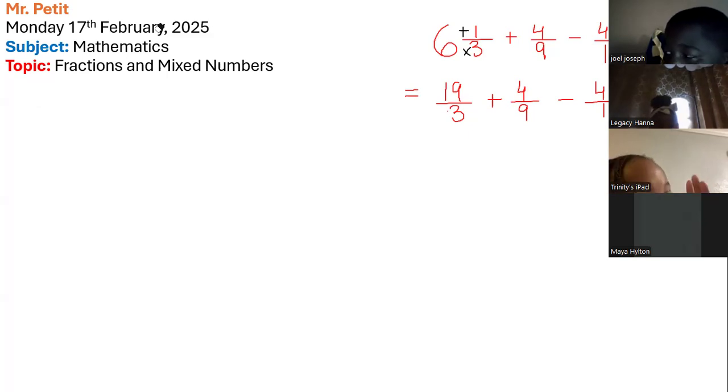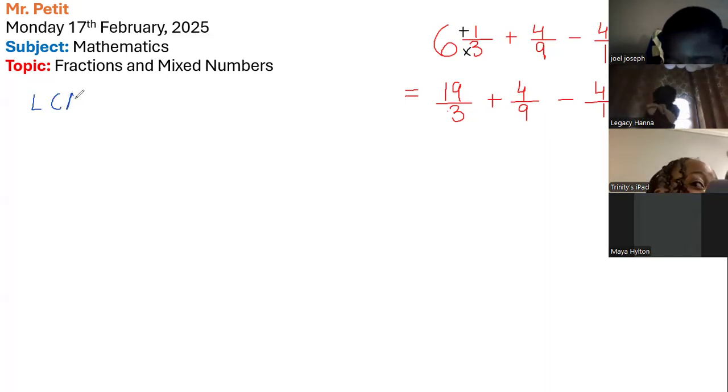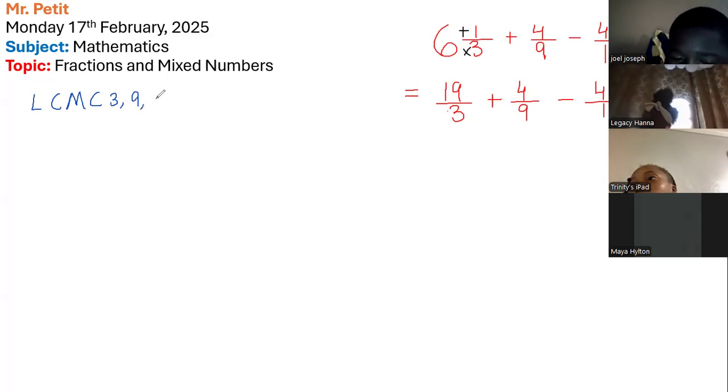Anyone else got the LCM? Anyone else got the LCM? Okay, so we have the LCM of 3, 9, and 1. Let's start off with 3. What are the multiples of 3? 3, 6, 9, 12, and on.